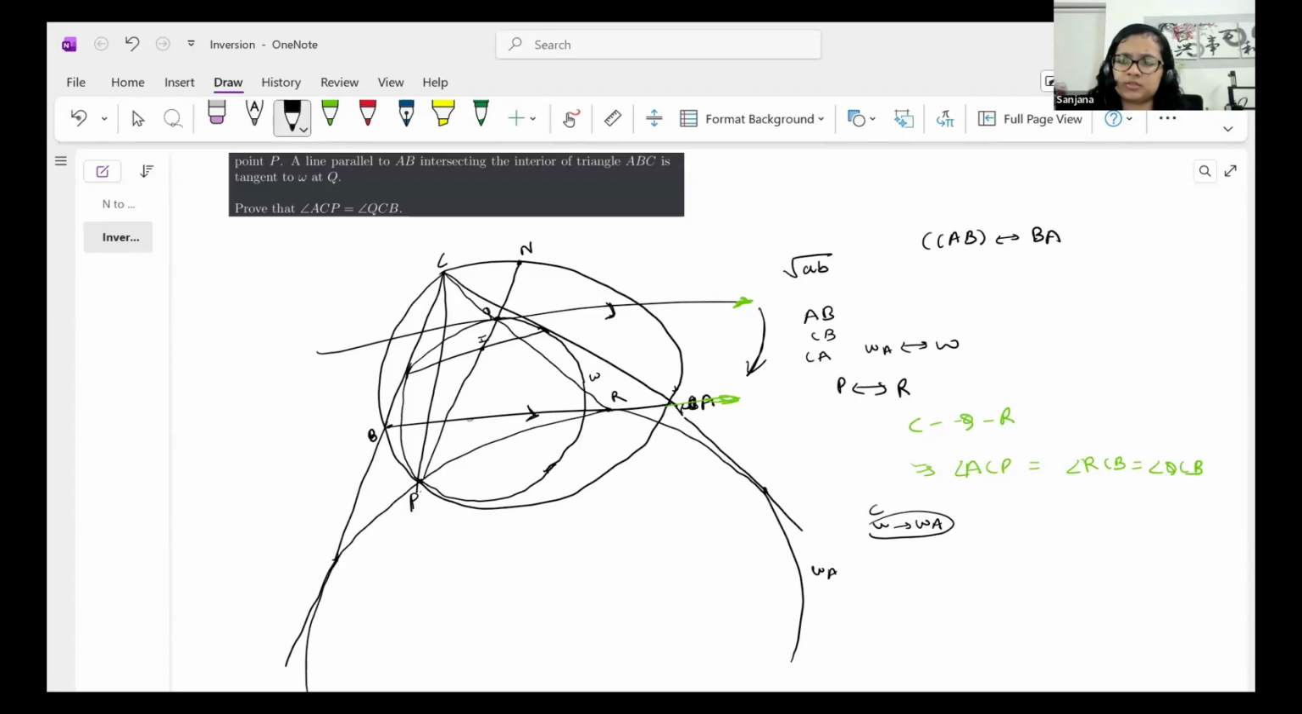So I hope everyone understood this. If you have any doubts, again, obviously you can ask. How is the angle ACP equal to RCP, by the way?